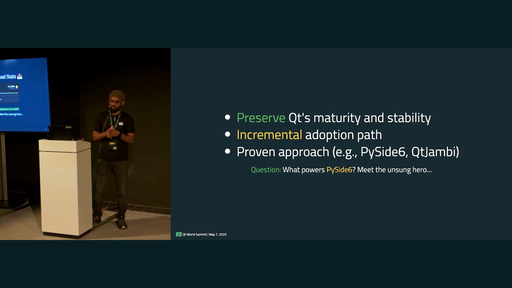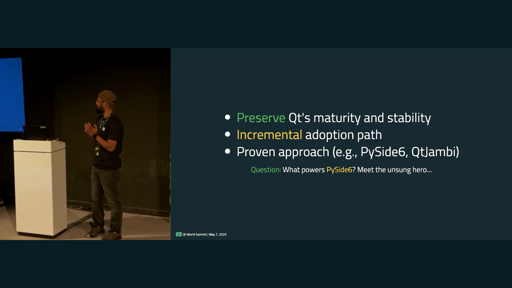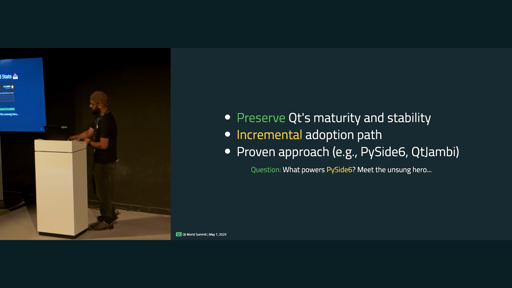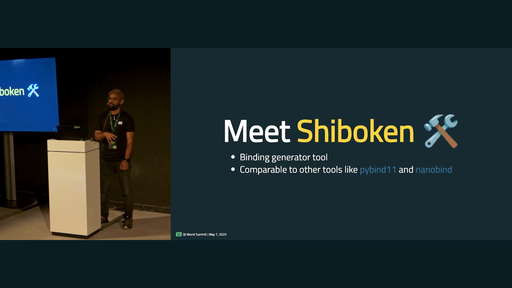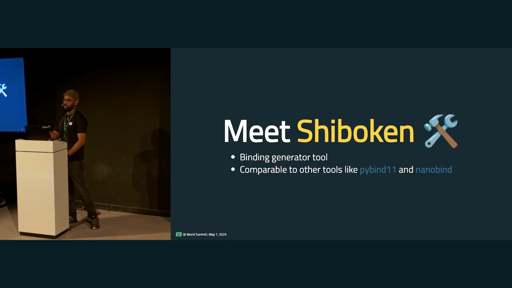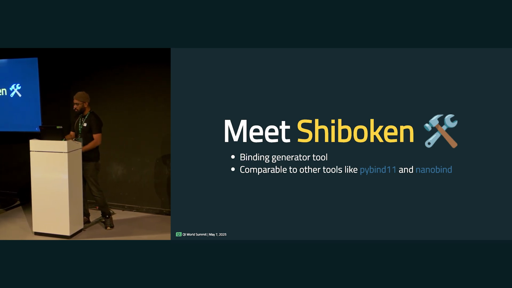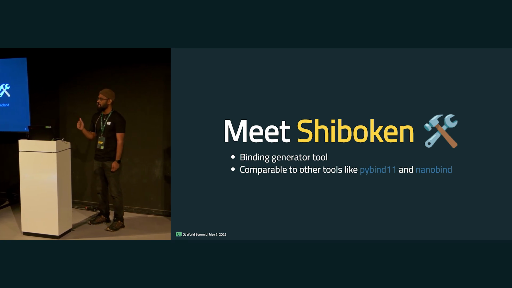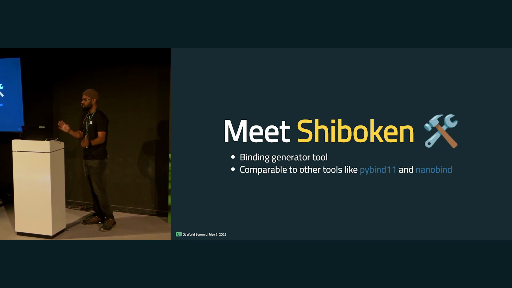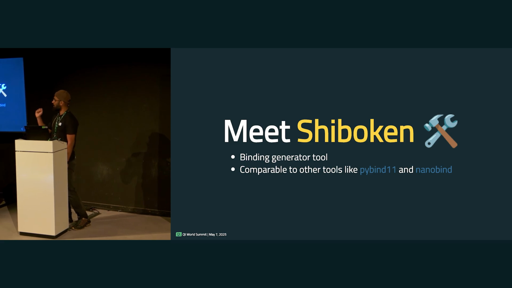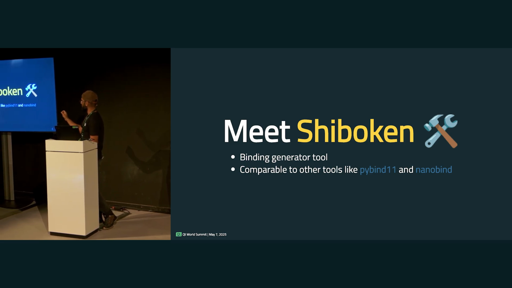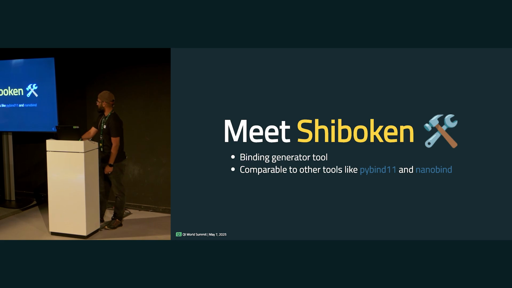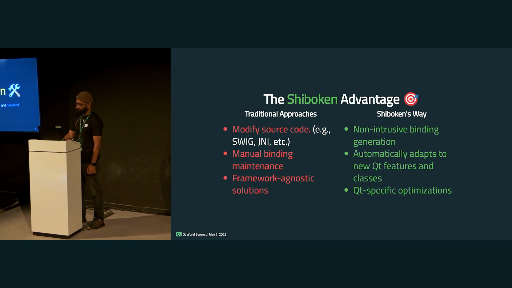So what really powers PySide? What creates this Python language binding? Meet the unsung hero, Shiboken. Some of you might have already heard about Shiboken. Some others might have no idea about it. Shiboken is the language binding generator, specifically the Python language binding generator that we use. It is comparable to other language binding generators like PyBind11 and Nanobind. Some of you might know them. They are very popular Python language binding generators for C++, very popular in the C++ community.